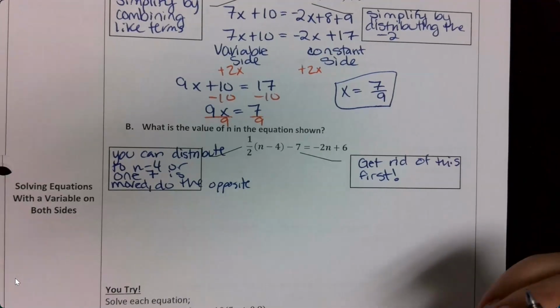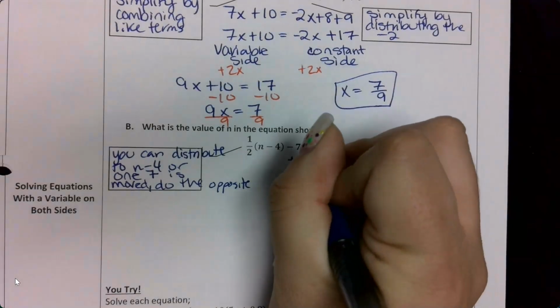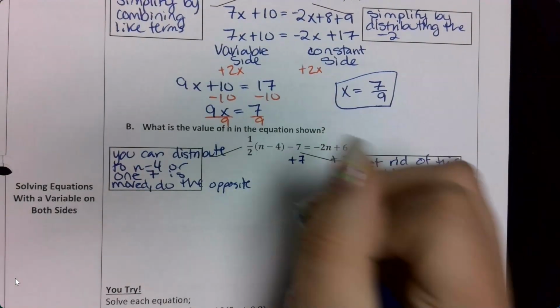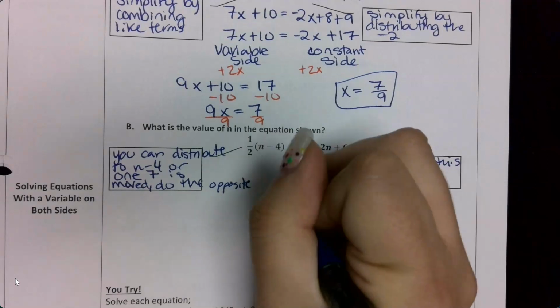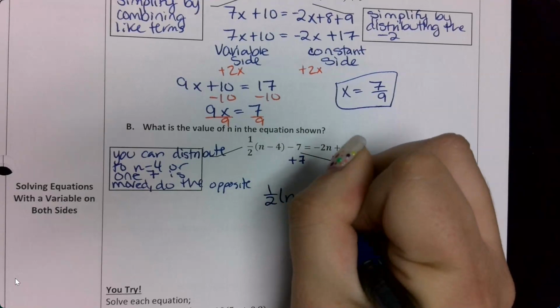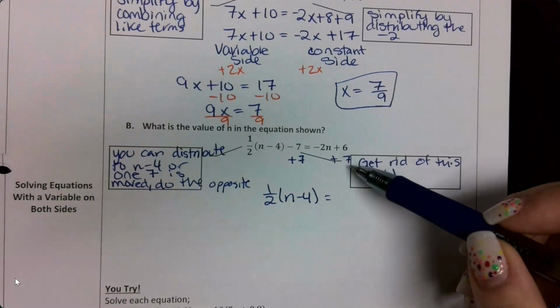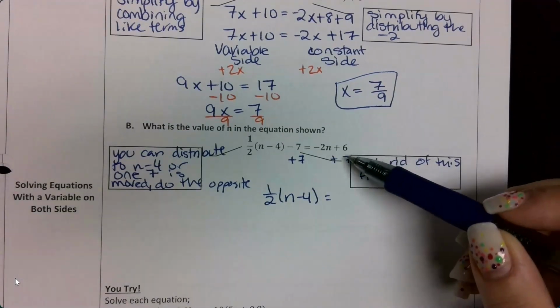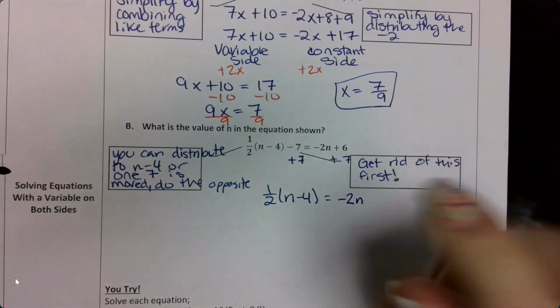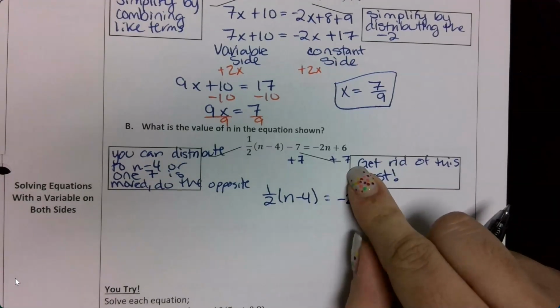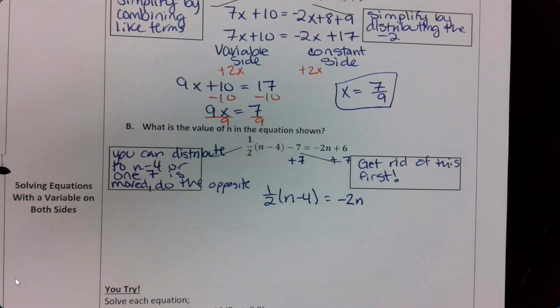Okay, so I want to start off by adding 7 to both sides. So the 7's on my left side will cancel out. Negative 2n plus 6 plus the 7, what is that going to change into? So the 6 plus 7 gets me, if you can't do this in your head, remember you can use a calculator. 6 plus 7? 13.